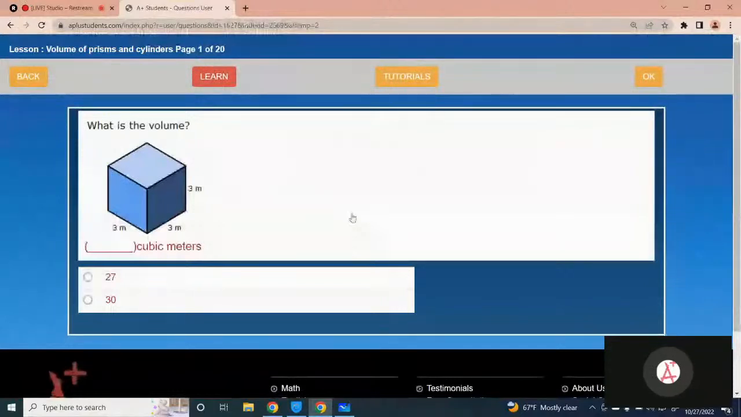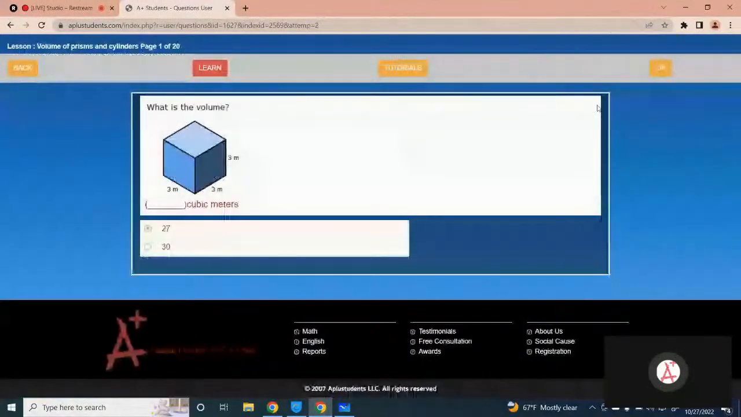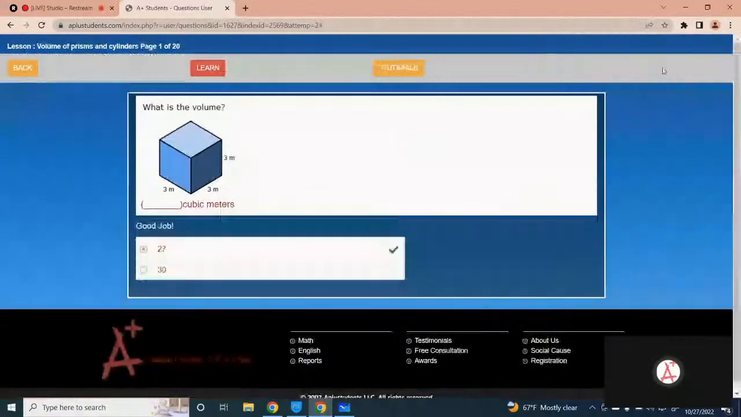The volume of the cube is side times side times side. Got it? So you need to do 3 times 3 times 3. So 3 times 3 is 9 and 9 times 3 is 27. Got it? So the correct option is 27. Just select the correct option and then click on the OK button.